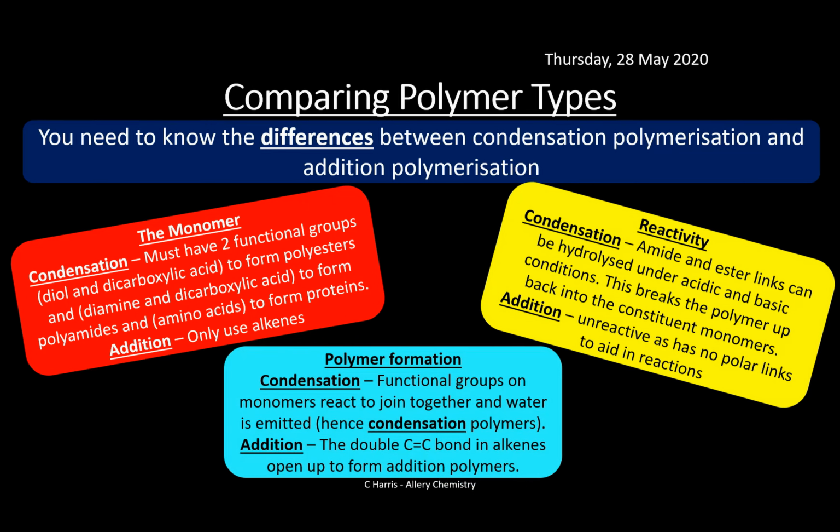Okay, and then finally, polymer formation. So condensation polymers are formed by joining two monomers together, and water is eliminated from condensation polymers, so that's emitted from the molecule. Whereas with addition polymers, the double bond actually opens up to form your polymer unit. Nothing is actually eliminated with that. So effectively, we're adding the monomer units together to form your polymer. So that's why we call it an addition reaction.